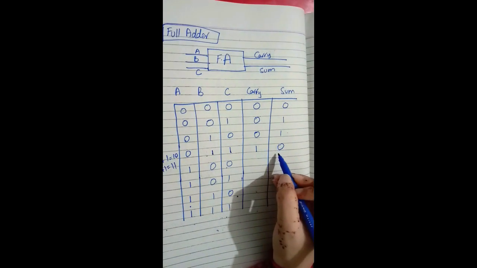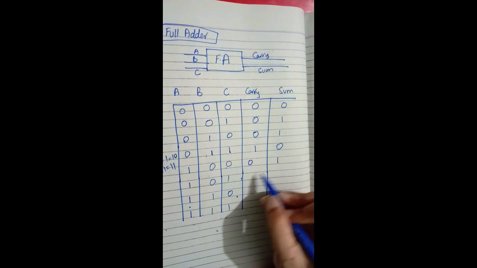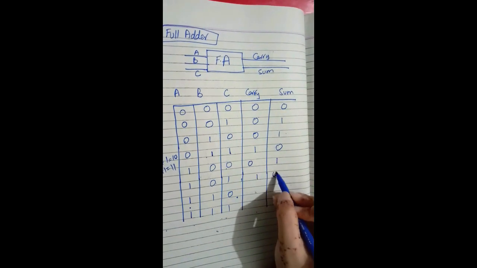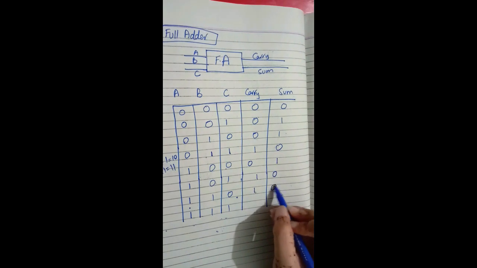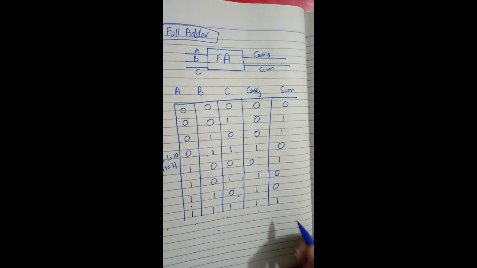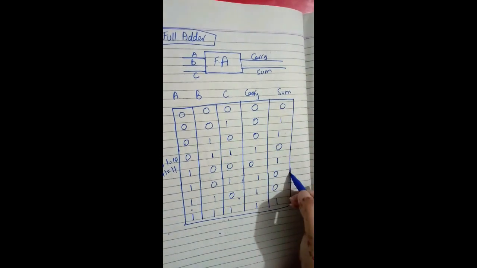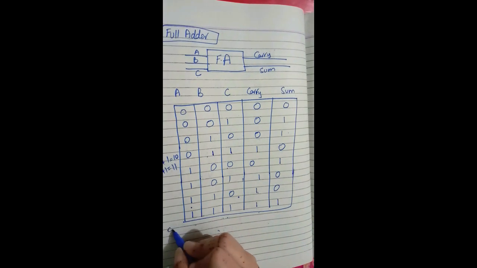So this is 1 0. Again this is 0, carry 0, sum is 1, 1 plus 1 again 10, 1 plus 1 is 1 0, and for the triple one we have 1 1. This is our table for the full adder, and now we will do the circuit diagram for it.